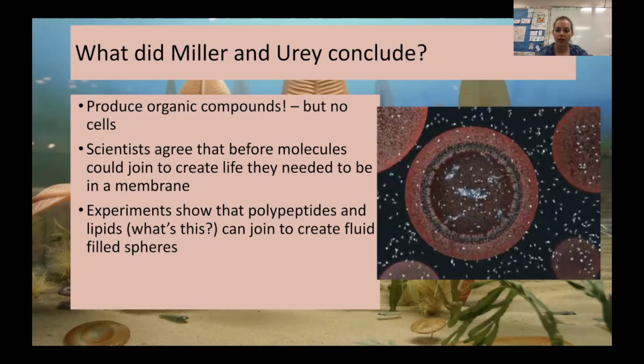So experiments have later shown that polypeptides and, remember, phospholipids, those particular little fat molecules with the phosphate head and the two fatty acid tails, those are phospholipids. And polypeptides, poly means many, peptides are the bonds between amino acids. So these are proteins. Now we can have protein and lipid combinations that can join to form these fluid-filled spheres. That's tough to say. And if you have this happening in the ocean, and this happens to come around some important chemical reactions, you could begin to get the components of the first cells. And that is how the theory goes.